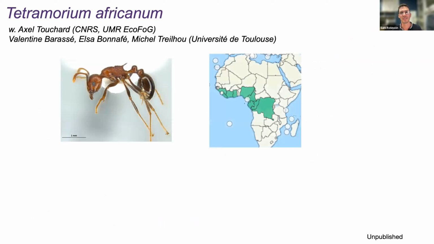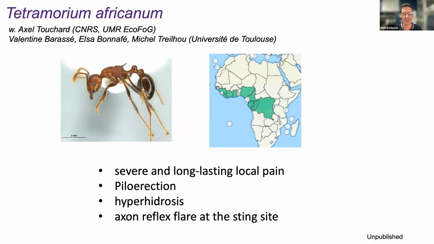About this time, Axel Touchard, who I'd been working with, emailed me and said he'd just been on a trip to Cameroon in West Africa. He had this amazing ant called Tetramorium africanum. The sting hurts, in his opinion, more than that of the bullet ant. He asked, why don't we try and figure out what's in the venom? I said, sure, send me some of the venom. I should mention that when he told me about the sting symptoms, it all seemed very familiar. It was basically the same as Rhytidoponera, the green ant.